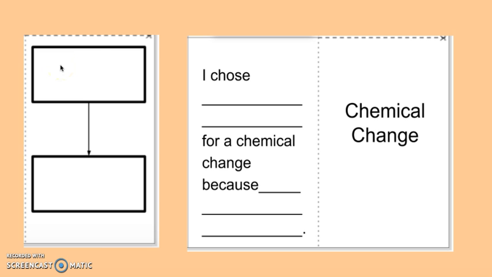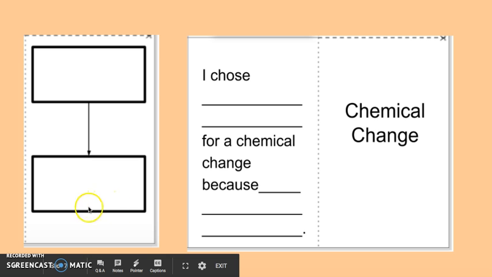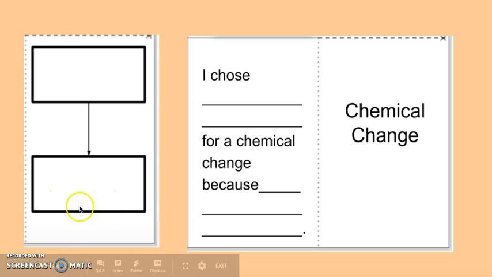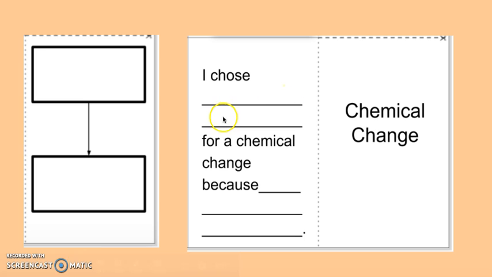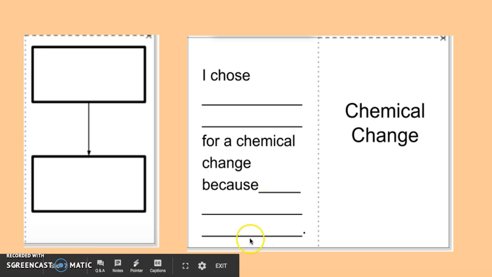So for example, if I chose a piece of paper, I would draw a piece of paper here, then maybe I would draw a little fire here, and then I would draw a bunch of ashes on the bottom, because after I burn paper, it's just a little pile of ashes. Now you cannot choose paper. You need to draw something else that you could burn with fire. I chose burning paper with fire for a chemical change because, and then you talk to us about why. What is happening to make that a chemical change?